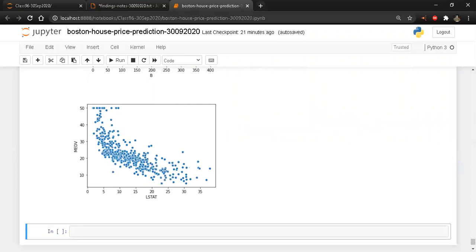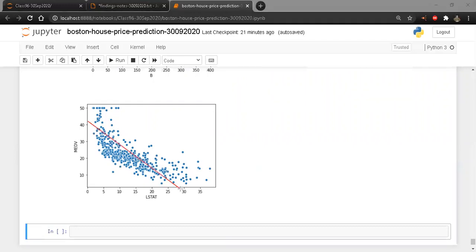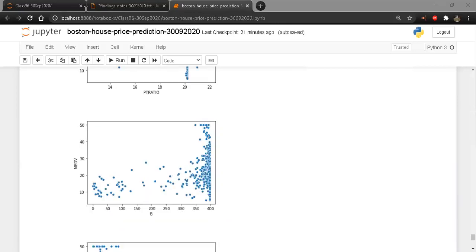LSTAT, this is a very, very good relationship. Really very good relationship. I can clearly draw a regression line over here. This is a very good relationship. So LSTAT is good, but what about B? B is not good.